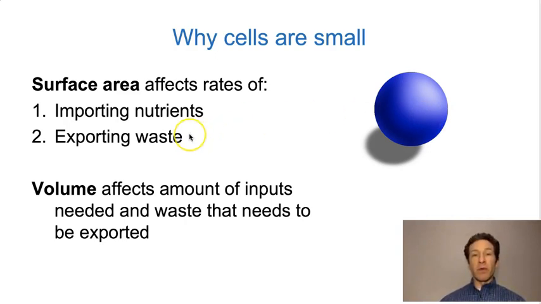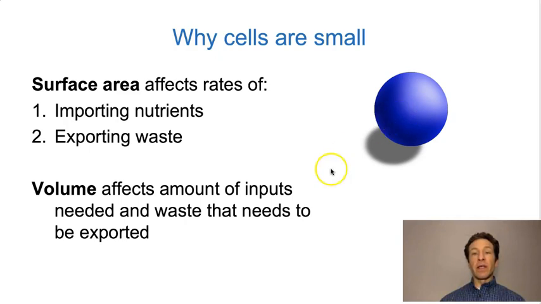Then the second thing the cell would need to do is export waste. So as the cell is doing respiration, for example, it would be making carbon dioxide, which would need to leave the cell. And both of these processes, importing and exporting, happen across the surface area of the cell. So the more surface area, the more the ability to import nutrients and to export waste. Now let's think about the volume. If you think about the cell as a factory, then the larger the size of the factory, or the larger the volume of the cell, then the more materials are needed.